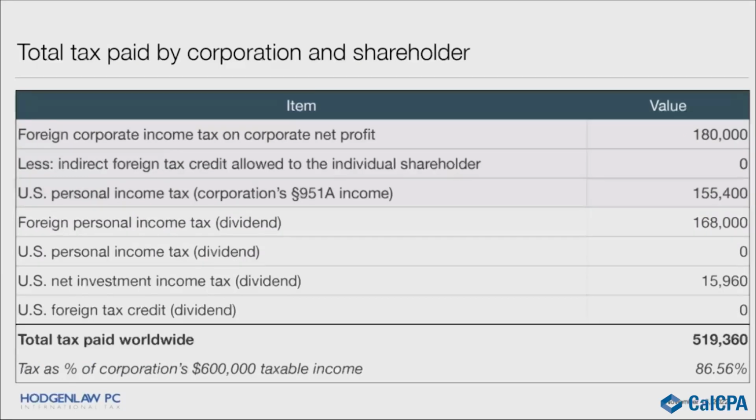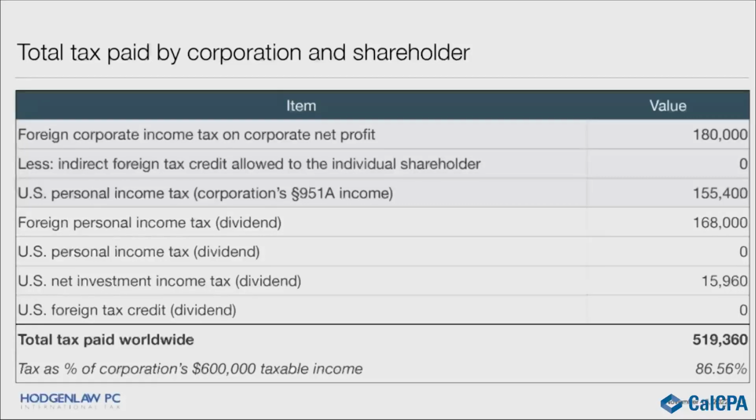So here, let's total it all together and let's see what it looks like. Foreign income tax paid by the corporation, corporate income tax, $180,000. So these gray lines at the top are going to be all the corporate level tax problems created by the foreign country and the U.S. tax laws. $180,000 in corporate income tax paid to the foreign country, $155,400 of personal income tax paid on the corporation's net income in the United States.